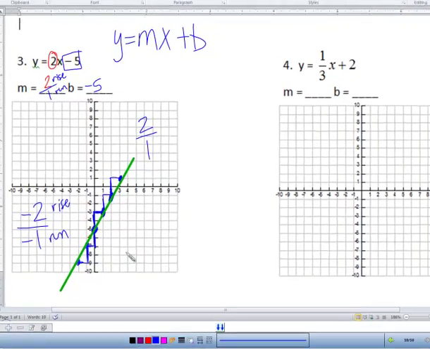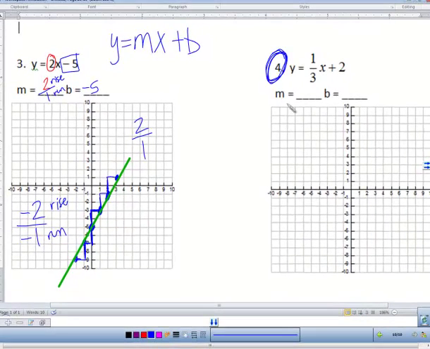Now I want you to do number 4 on your own. Sketch the graph, make sure that you have the slope, the y-intercept, and plot at least 5 points, one of those being the y-intercept, and have a summary at the end.